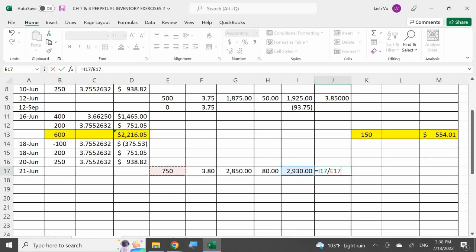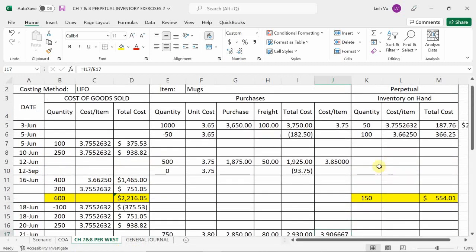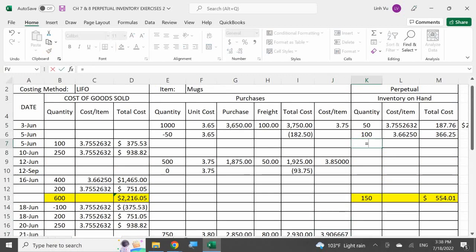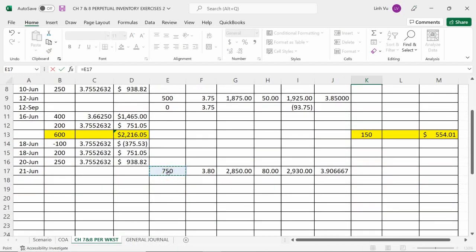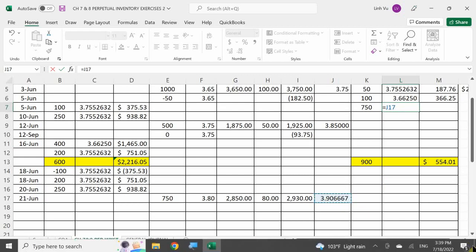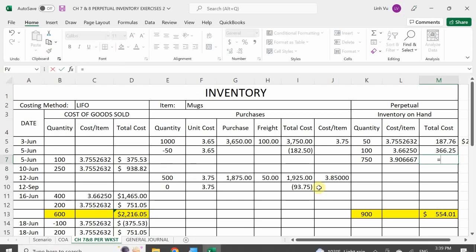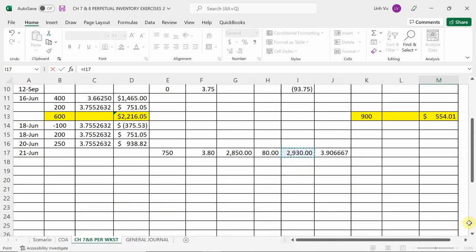I have 3.906667. Okay. So in this case, that's exactly what I gotta do. I gotta copy and paste this in here because I have 750 units, okay, costing me 3.906666 here. And I have a choice. I can either just multiply them across or I could just type in my grand total cost, which is the 2,930.